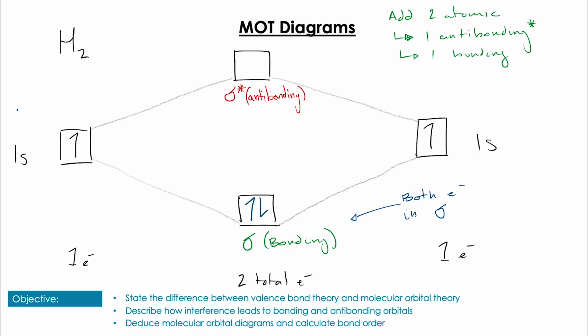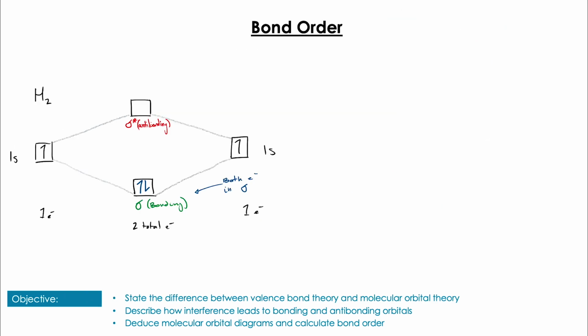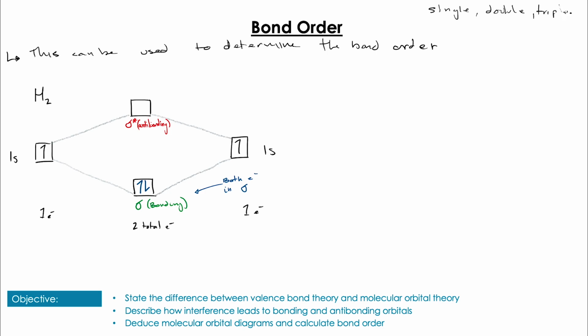And you might think, well, what's this really for? Well, let's have a look at how we can use bond order to be able to predict whether we'll have single, double, or triple bonds. So we can use the diagram that we've just drawn to be able to determine whether we have a single, double, or triple bond present. This is called using bond order, and it has a very simple calculation that we can apply to our diagram.